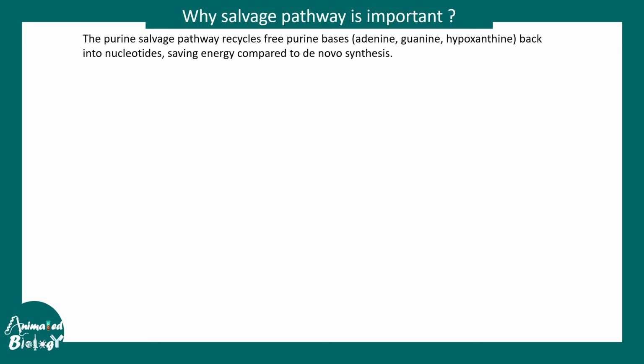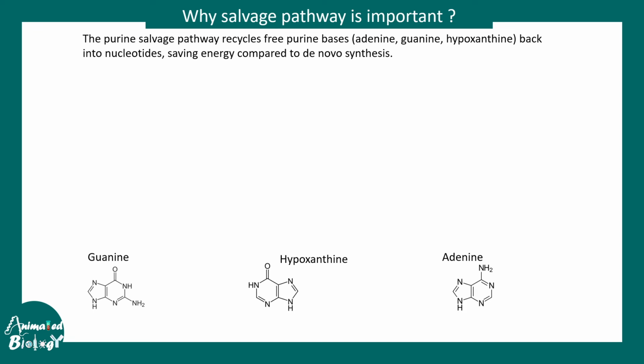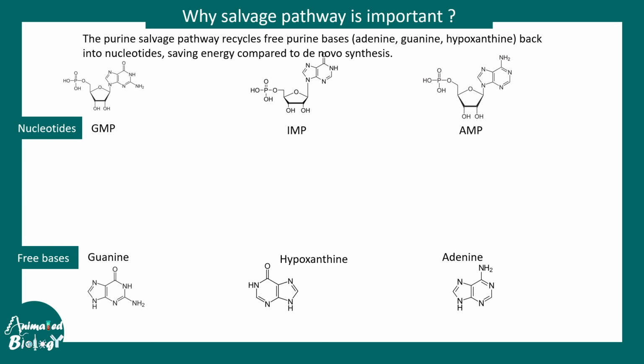The purine salvage pathway recycles all the free purine bases back to the nucleotide such that they can be reused. So it's a recycling mechanism. Here we have guanine, hypoxanthine, adenine. All of these bases can actually be recycled back to nucleotides like GMP, IMP, and adenosine monophosphate.